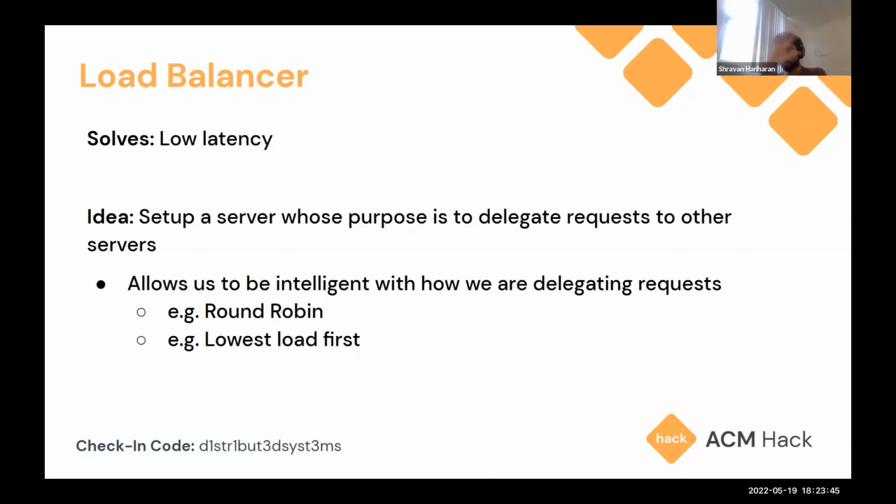Or if I want to distribute load equally, then I can do what's called round robin, which is, okay, if I get a request, I'll send it to this server, and then I get another request, I'll send it to the next server, and if I get another request, I'll send it to the final server, and then loop back to the first server. So really, I can be intelligent with how I'm distributing requests across different servers, which allows us to get low latency because the load on each server is less.